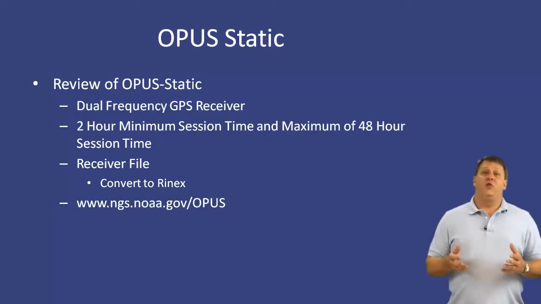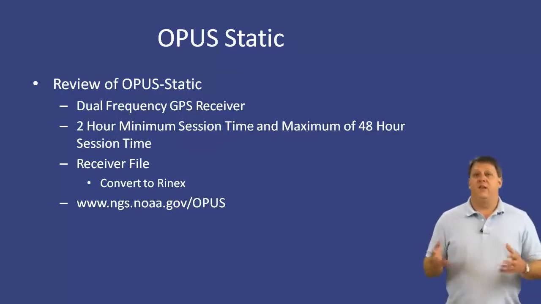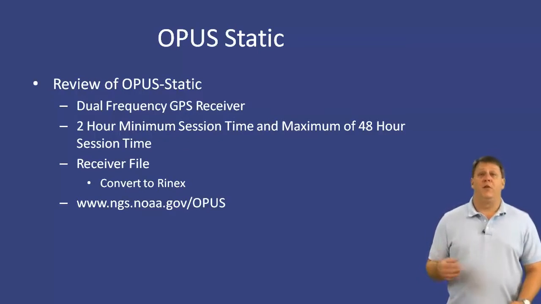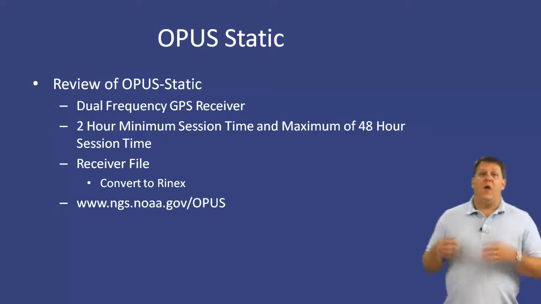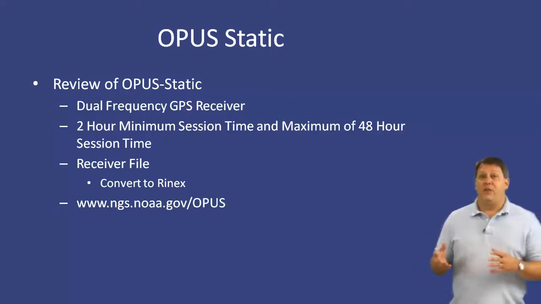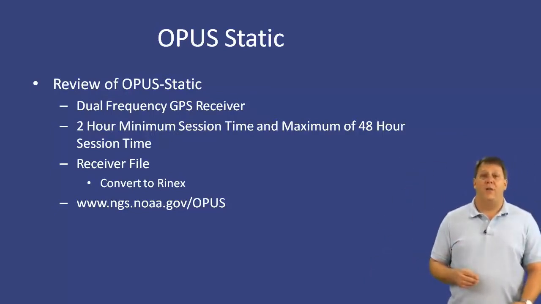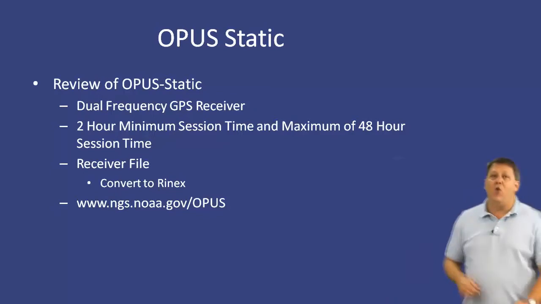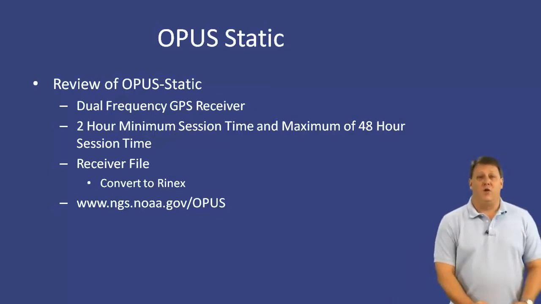What we need to make sure of is that we use a dual frequency GPS or GNSS receiver. We've gone out to the field and we've observed data continuously for a minimum of 2 hours up to a maximum of 48 hours. When we've done that, we'll come back into the office, we'll download our receiver, and our receiver file, more than likely, we're going to have to convert to a RINEX format. And then we'll go to the OPUS web page, the link provided here, to submit our results.